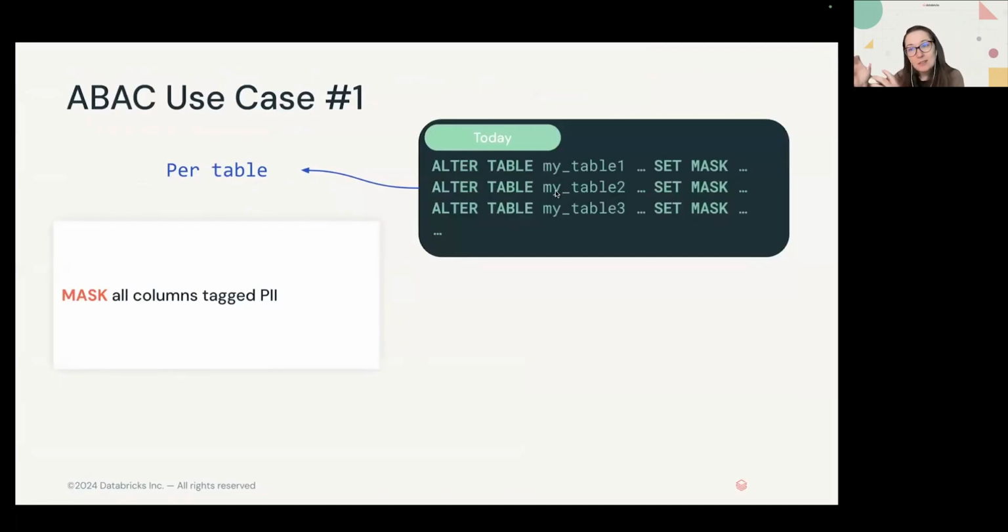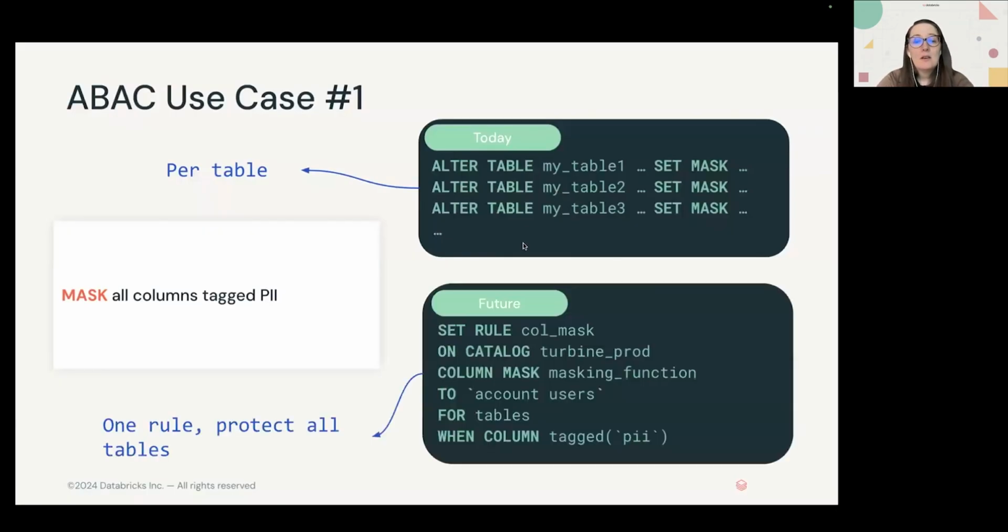One use case for attribute-based access control might be masking all columns tagged PII. Previously, you could still use the same function, but you'd have to go through and do those alter table commands across all the tables where they have PII. With attribute-based access control, what this will look like in the future is just leveraging a rule that will apply that column mask across all tables when the column is tagged a particular way.